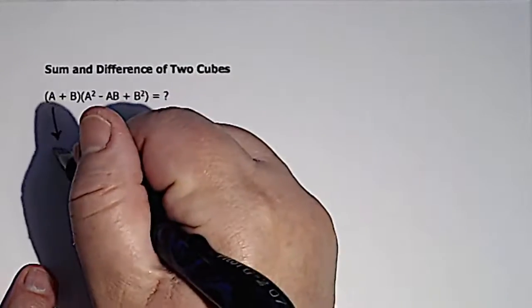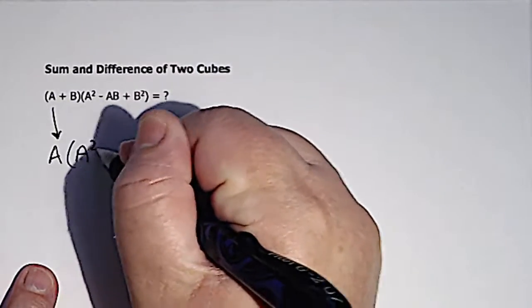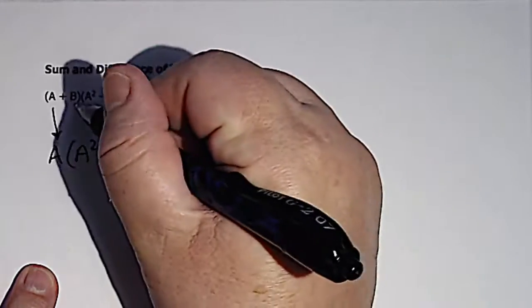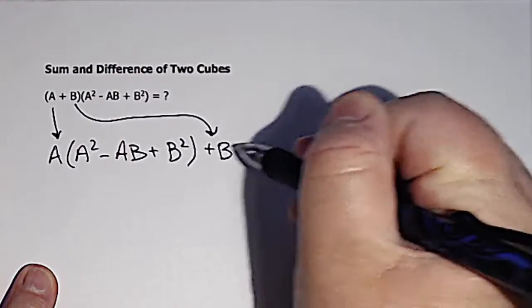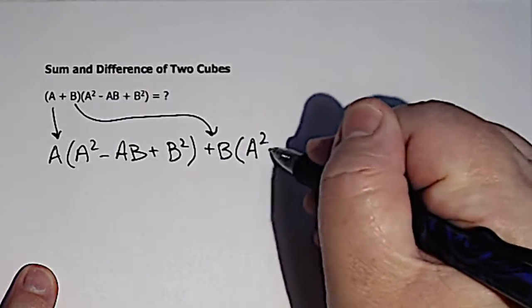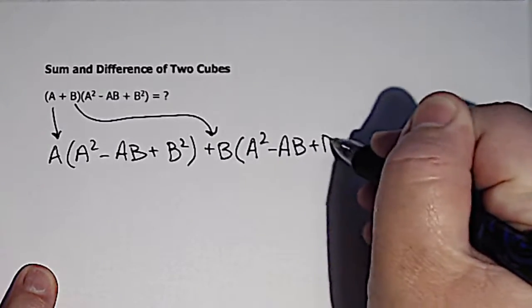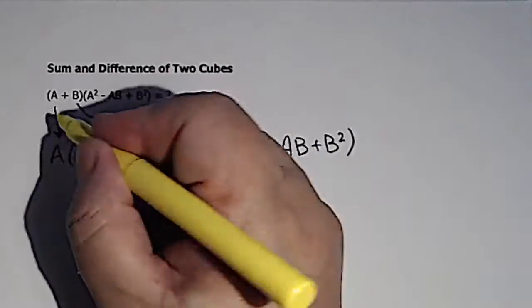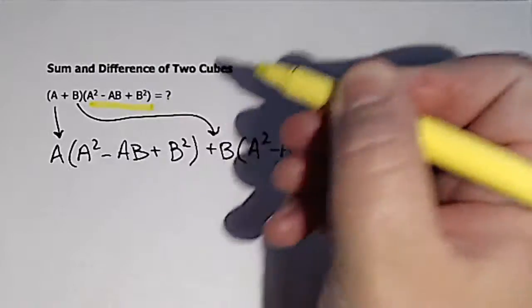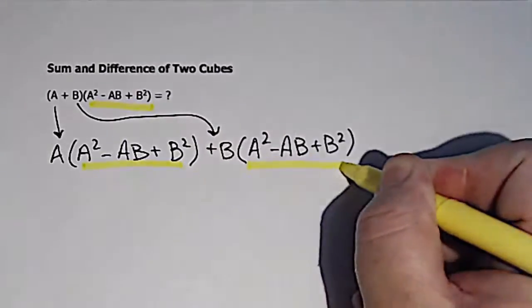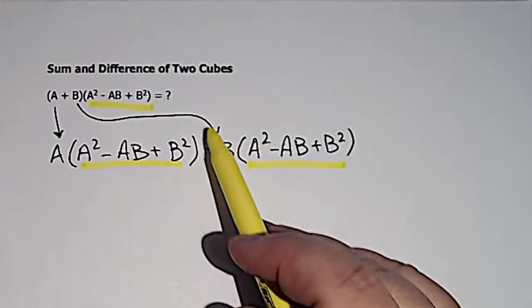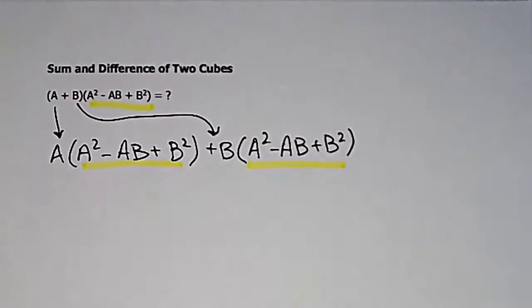So what does that mean? I'm going to take a times the whole thing, a squared minus ab plus b squared, and then plus b times the whole thing, a squared minus ab plus b squared. This is that process where we split up the first polynomial, but the second polynomial, we just keep it together. The a goes all the way through the second one, and then the b gets to go all the way through the second one.